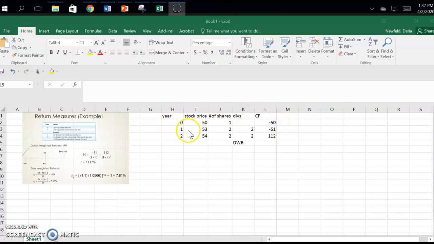In the second year, the stock price went up to $53 and you received a $2 dividend, but you also bought an additional share of the stock. So here that's the negative 53 cash outflow plus the positive $2 dividend is where I got that negative 51 cash flow.